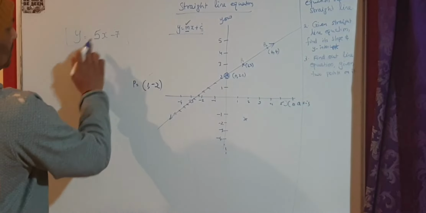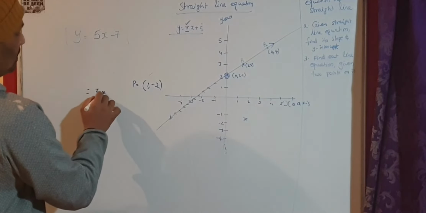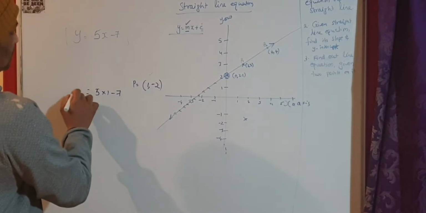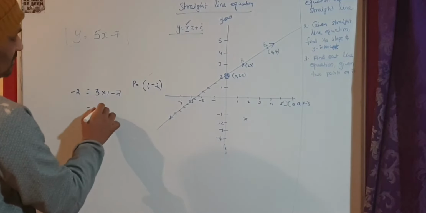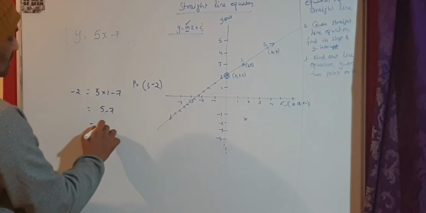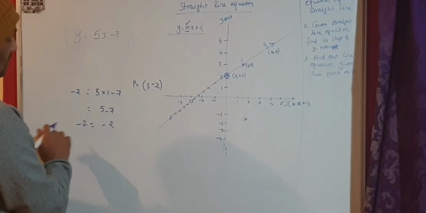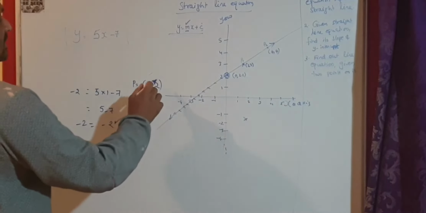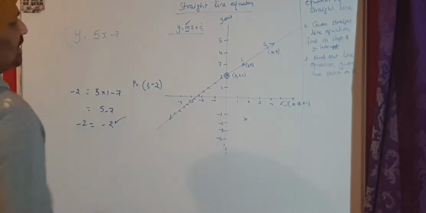Okay. Let's put the value of x as 1, 5 into 1 and minus 7, and the value of y is minus 2. Let's further simplify this. 5 minus 7 is equal to minus 2. Yes, minus 2 on the left side, minus 2 on the right side. So this is satisfied, and we can say that this point lies on this straight line.